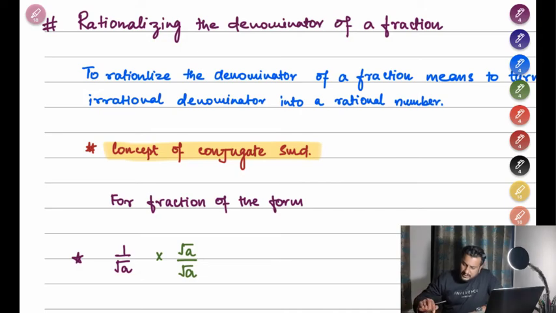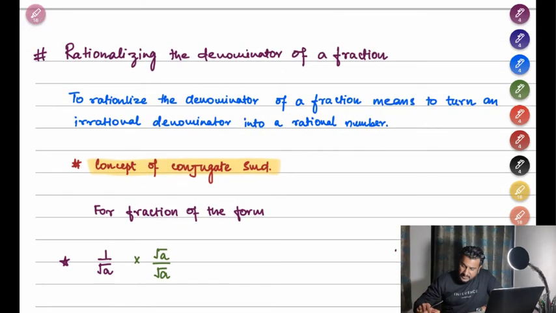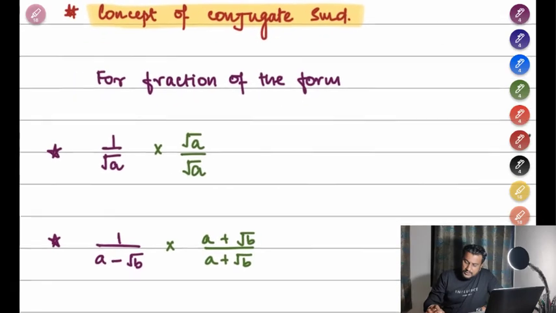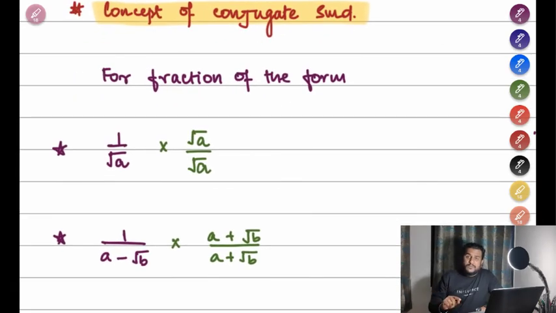Now, rationalizing the denominator of a fraction means, and that's very important over here, that if your fraction has an irrational denominator, you want to convert it into a rational denominator. So you are multiplying that fraction, or finding an equivalent of that fraction, so that the denominator becomes a rational number. For example, over here we'll use the idea of conjugate, which we discussed in the third video.